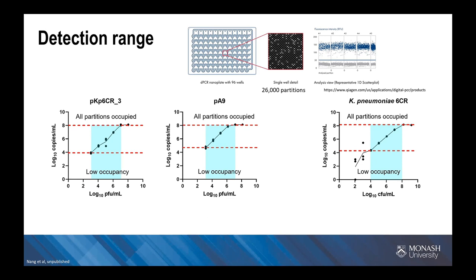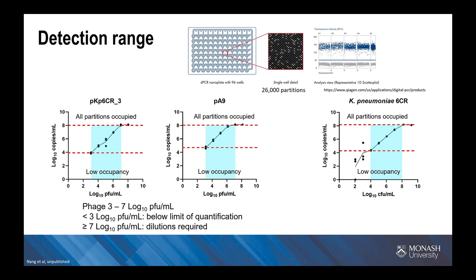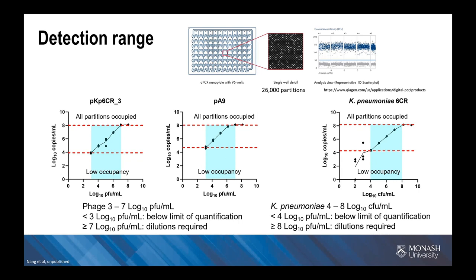For our study, we found that the detection range for phage was around 3 to 7 log10 PFU per mL, whereas the detection range for our K. pneumoniae was 4 to 8 log10 CFU per mL. So over here, I guess the most important thing is we need to acknowledge the lower limit of quantification and make sure that we have proper dilutions when we are running our experiment, so that the system is not oversaturated.